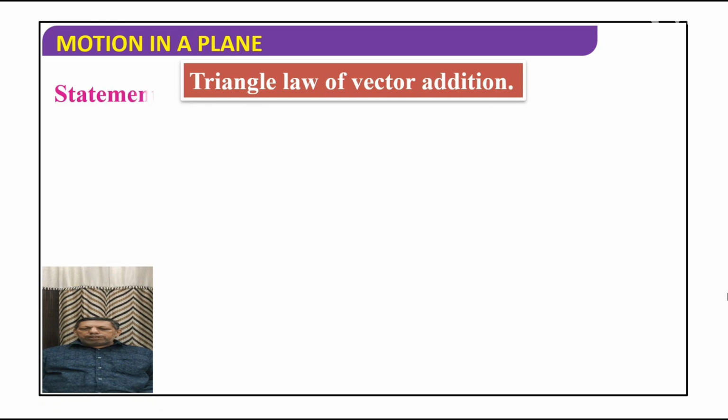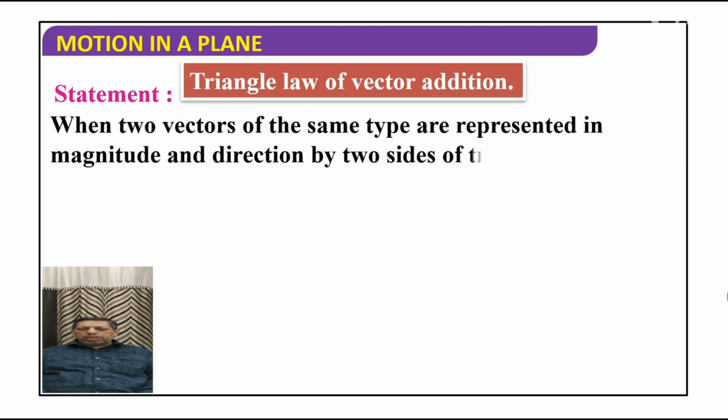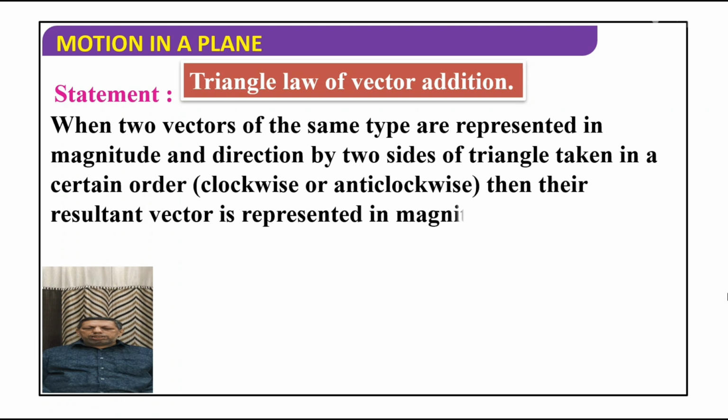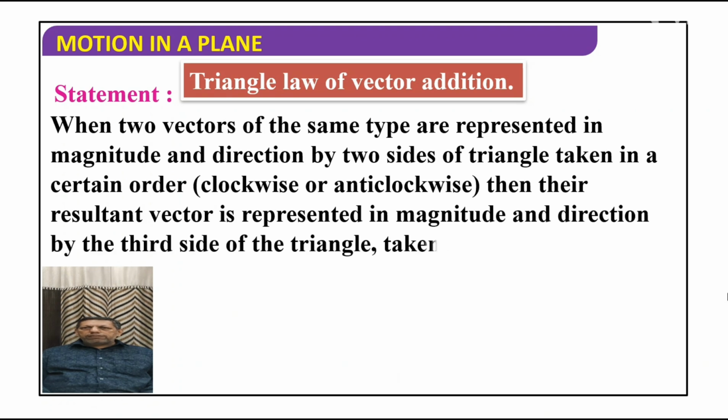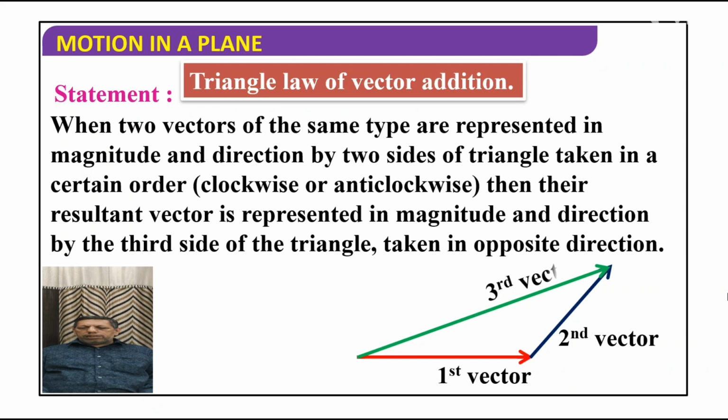Statement: when two vectors of the same type are represented in magnitude and direction by the two sides of a triangle taken in certain order, clockwise or anti-clockwise, then the resultant is represented in magnitude and direction by the third side of the triangle taken in the opposite order. Now, this is the first vector, this is the second vector, and this is the third vector, which gives the resultant of these two vectors.